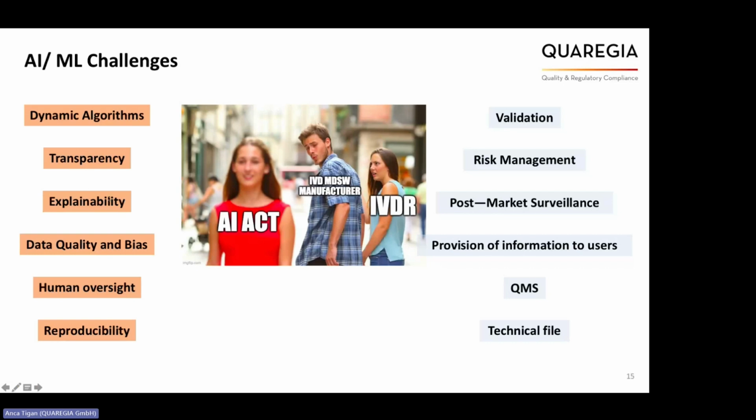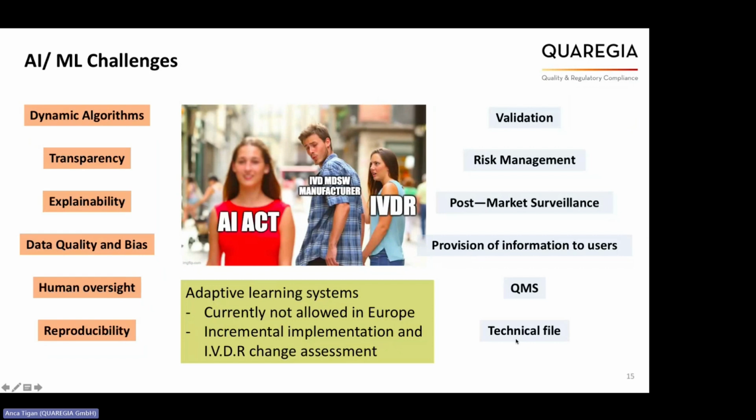So the AI Act complements the IVDR by regulating aspects such as how to work with and how to document dynamic algorithms, transparency while the algorithms are running, explainability with regards to how the algorithms function, data quality and bias, as I mentioned, human oversight and reproducibility. So the two regulations complement each other while having a certain overlap, because the AI Act, of course, also deals with the topics that the IVDR raised in the first place. However, at the moment, when it comes to adaptive learning systems, they are still not allowed in Europe.